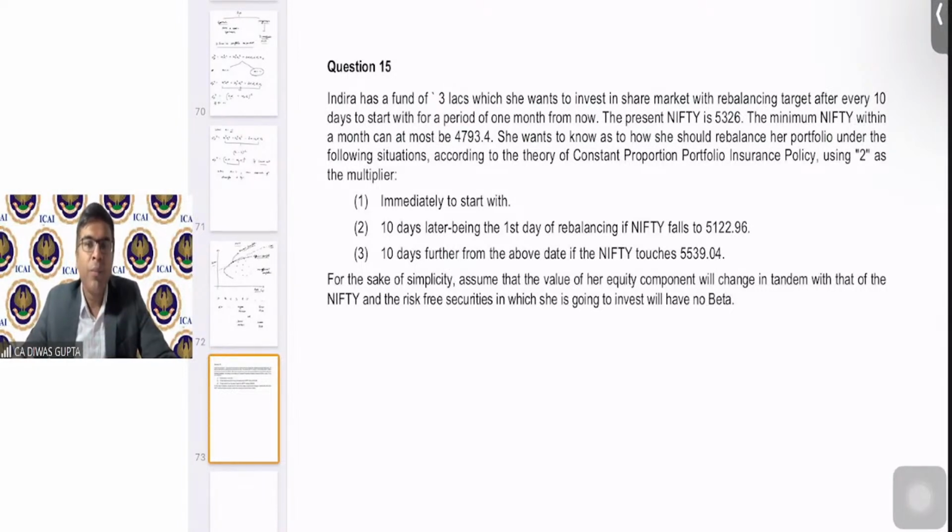Indra has a fund of rupees 3 lakhs which she wants to invest in the share market with rebalancing target. Now there is a new term introduced to us, rebalancing target. After every 10 days to start with, for a period of 1 month from now.